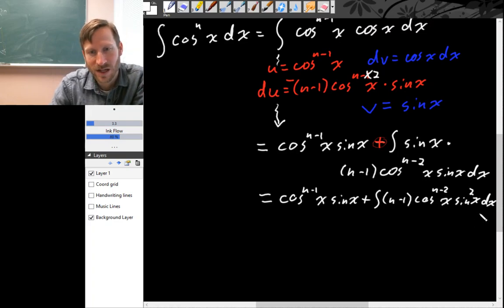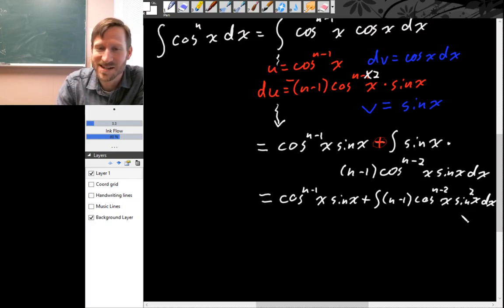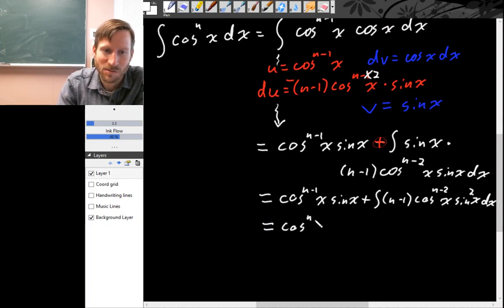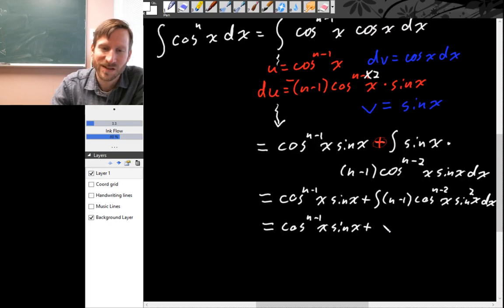All right. Now from here, this sine squared, anytime you see a sine or cosine squared, you should think, hey, maybe I could use a Pythagorean identity. So let's try that out. Cosine to the n minus first of x times sine of x plus, while we're at it, let's pull this n minus 1 outside of this integral.